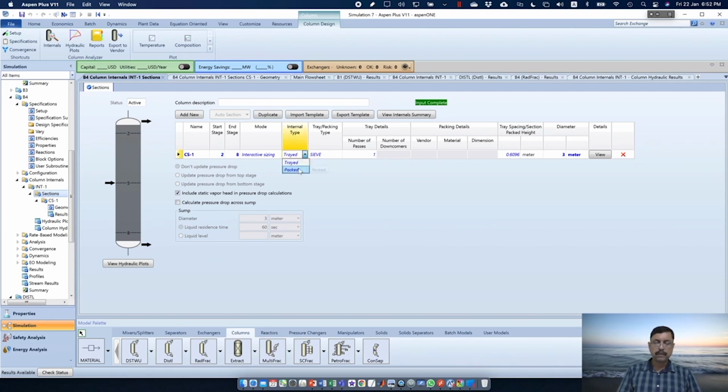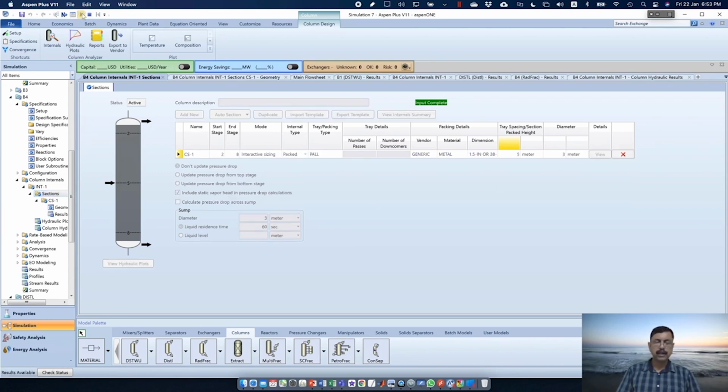Now, if you assume packed column, then we have to see the packed height also. What is the section packed height? Let us say we will use 5 meter of packing and check whether our simulation runs good. So run it, okay? The simulation has run.